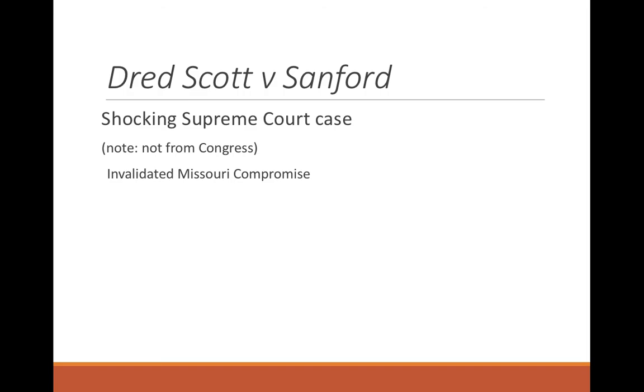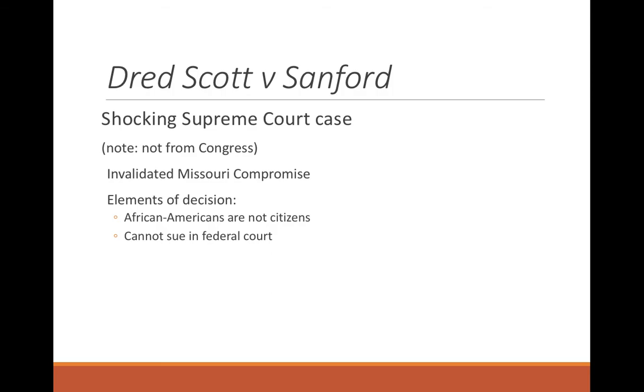Number one, the Constitution did not give citizenship to African Americans. So Scott is not a citizen and therefore cannot sue. And it argues that slaves are not citizens, but not just slaves. It argues that all African Americans, even free blacks, are not citizens. That goes well beyond what anyone had thought before. So they can't sue in federal court.